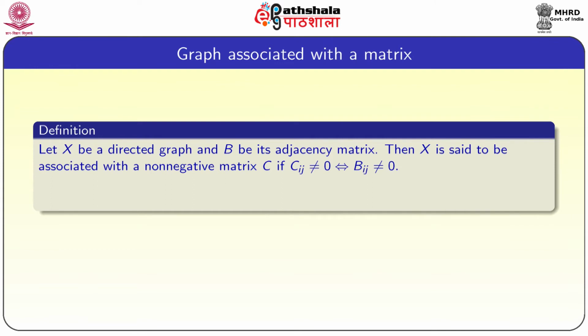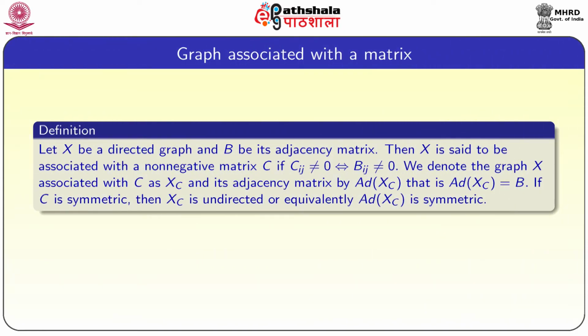Now, we will associate graphs with matrices. We are going to associate a graph with every non-negative matrix. Let X be a directed graph and B be its adjacency matrix. Then X is said to be associated with a non-negative matrix C if Cij is not equal to 0 if and only if Bij is not equal to 0. That means, since B is an adjacency matrix, its entries are 1 or 0. So, whenever Bij is equal to 1, Cij is non-zero, and whenever Bij is equal to 0, Cij also has to be 0.